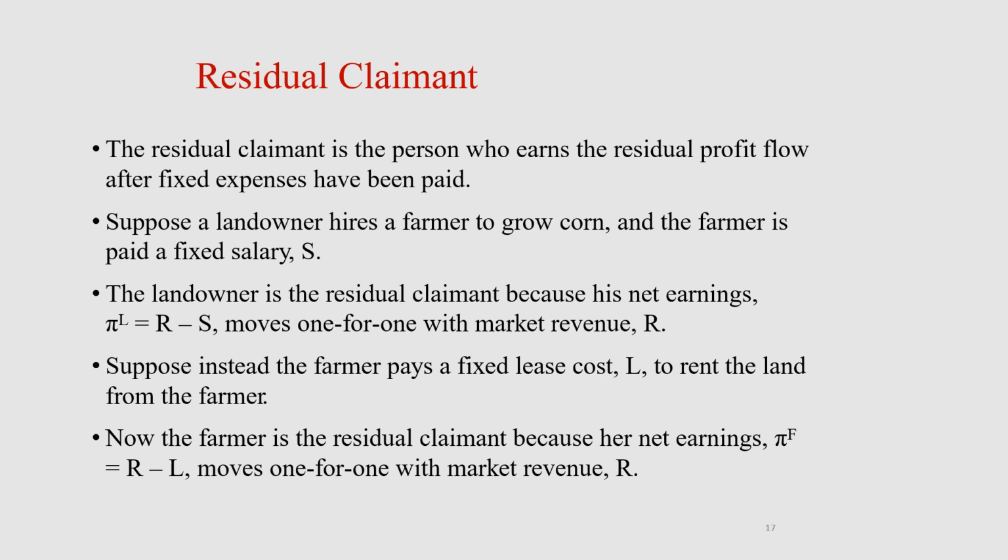It moves 1-for-1 with market revenue. So the profit changes with market revenue because S is fixed. Suppose instead the farmer pays a fixed lease cost, L, to rent the land from the landowner. Now the farmer is the residual claimant because her net earnings, pi F, are equal to R minus the lease, where R is the revenue again. And again, it moves 1-for-1 with market revenue.